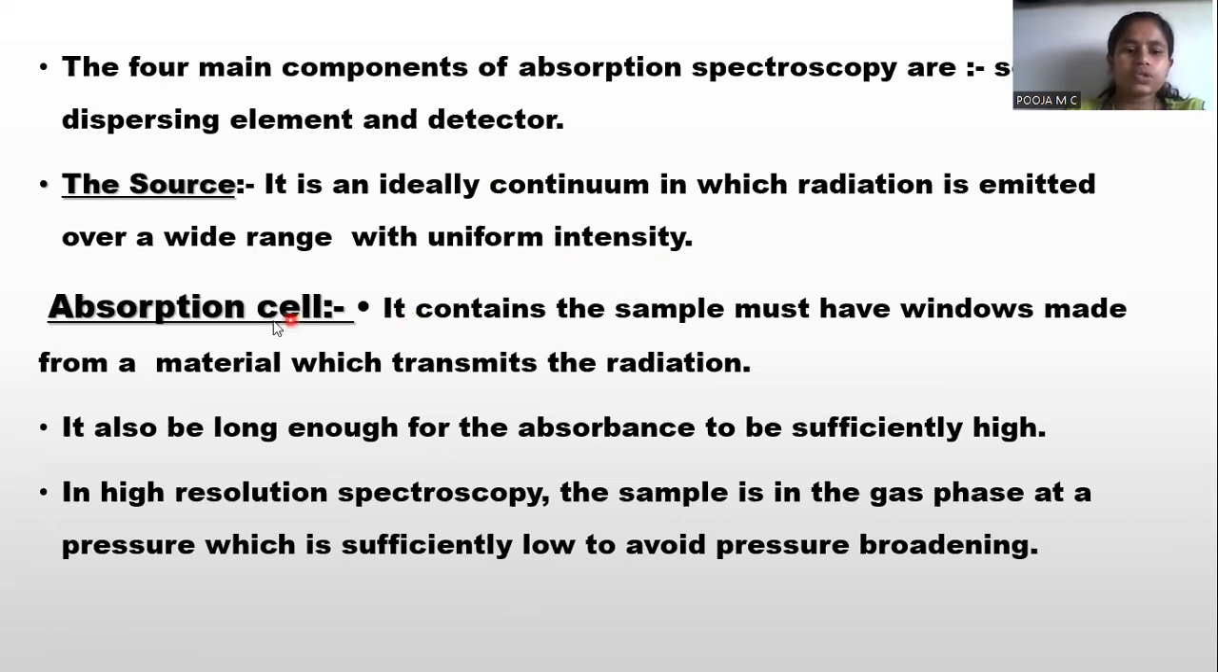Next, the absorption cell. It contains the sample and must have windows made from a material which transmits the radiation. It must also be long enough for the absorbance to be sufficiently high. In high resolution spectroscopy, the sample is in the gas phase at a pressure which is sufficiently low to avoid pressure broadening.